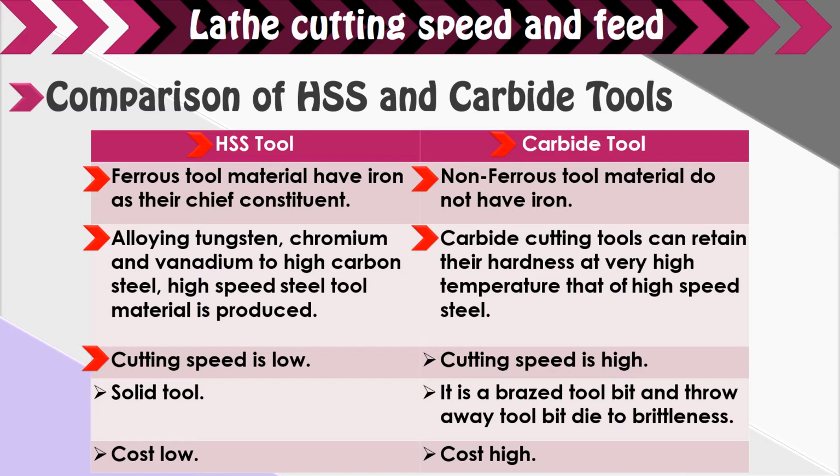HSS tool cutting speed is low. Carbide tool cutting speed is high. HSS is a solid tool. Carbide is a brazed tool bit and throw-away tool bit due to brittleness. HSS tool cost is low. Carbide tool cost is high.